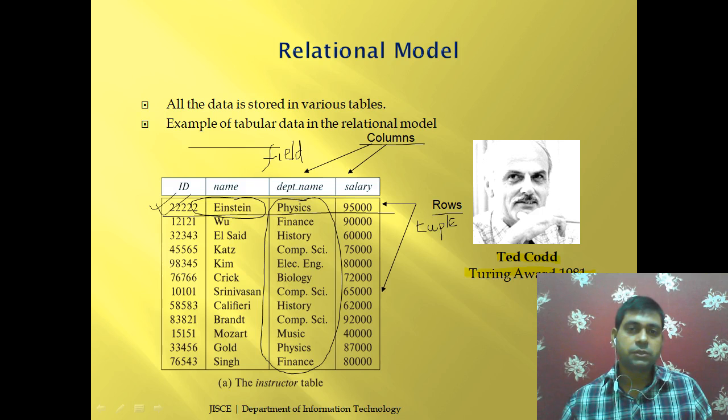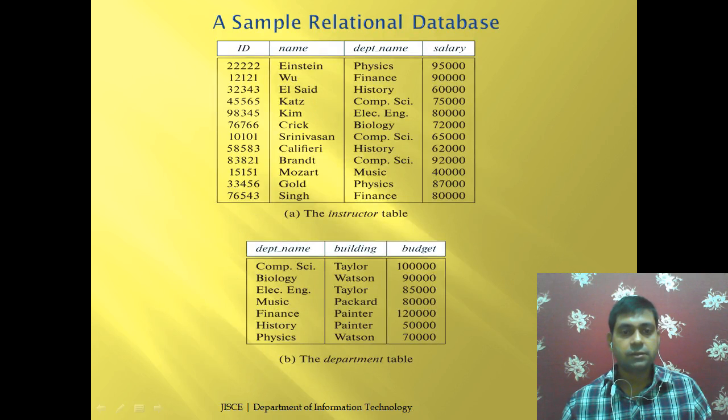So this is how the relational data model is constructed, and there are a few more examples, like the instructor table as well as the department table. The construction is the same, but the column names are different. These are the different column names in different tables.